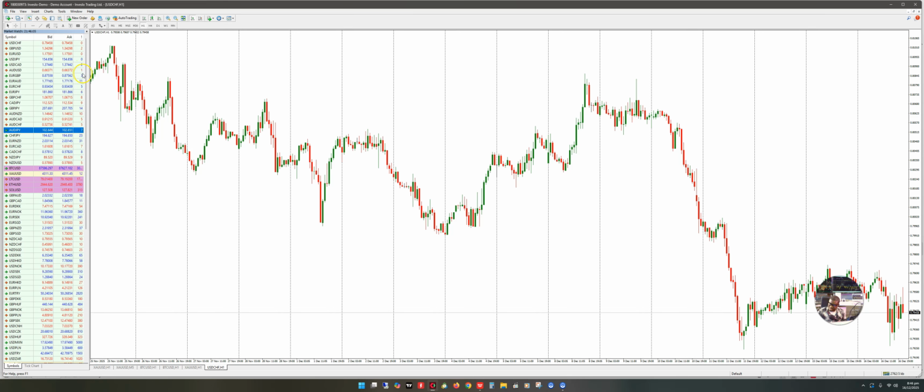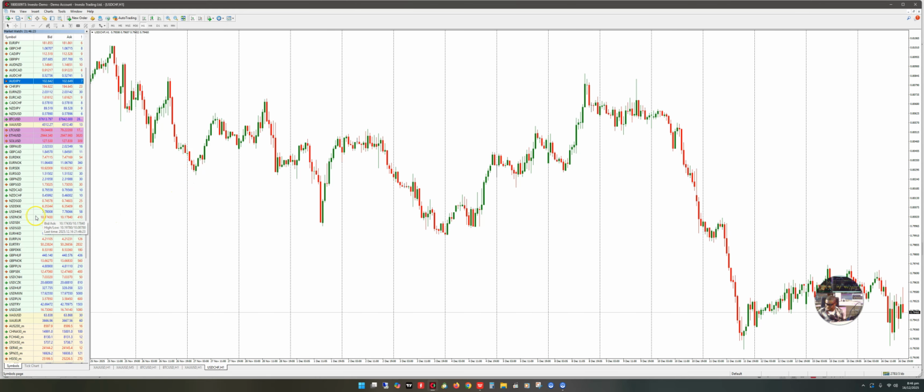Especially on the ECN account, because they have zero spread. The lower the spread, the more likely you are to make money. That is how it is. So it's not so cool trading exotic pairs. You can see they have a very wide spread, the difference between the ask and the bid price.